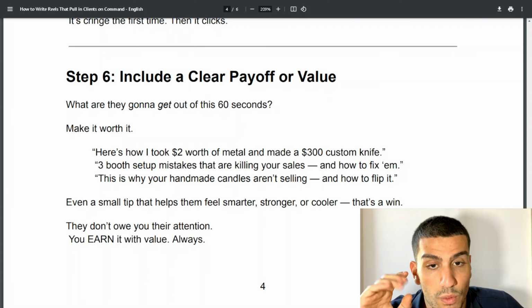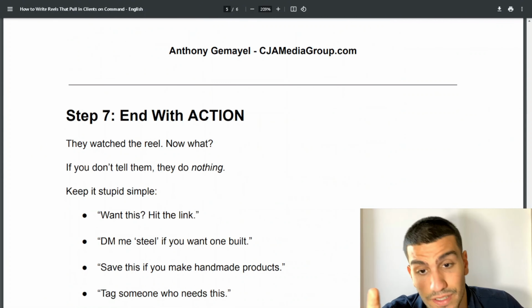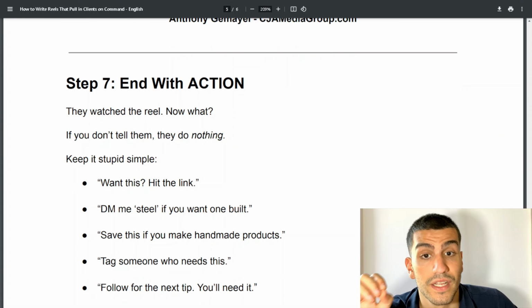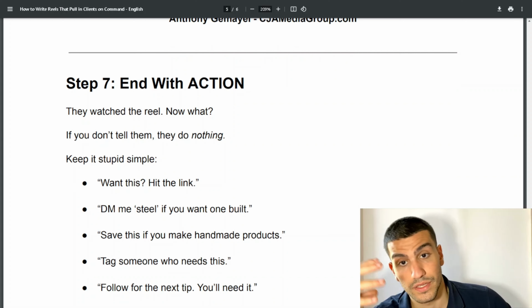Which leads us to our final but not last step in this guide, step number 7: end with action. They've watched the reel, what should they do now? And don't just say "like and follow for more." That's passive as hell, that doesn't work. Instead say, "DM me 'steel' if you want one made," or "link in bio if you want the full script breakdown."